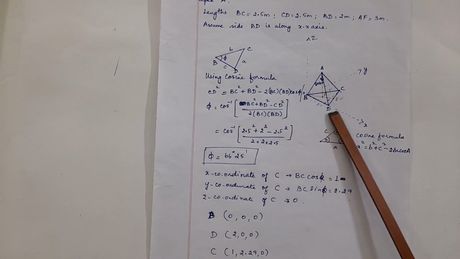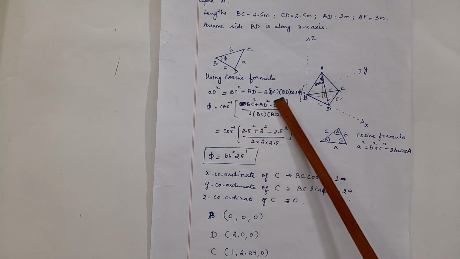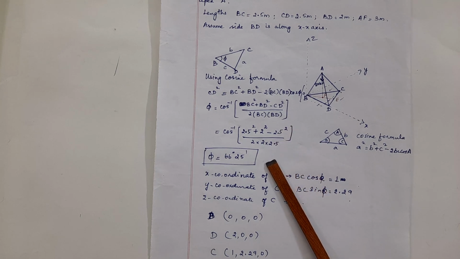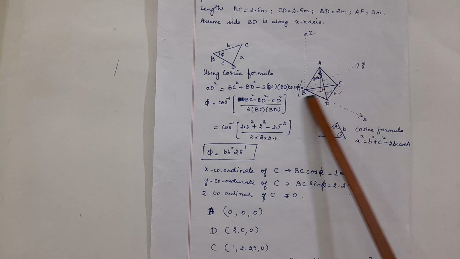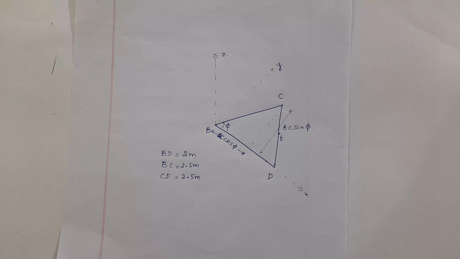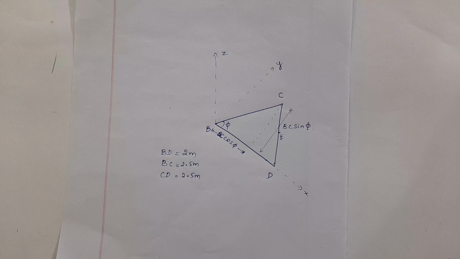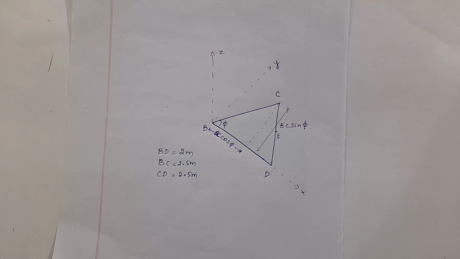The sides of the triangle are known, which is given. So with those sides, I have used the cosine formula and determined the value of phi, that is the angle included at B in the base triangle. With phi, I have determined the x coordinate and y coordinate of C. The x coordinate of joint C is BC cos phi. The y coordinate of joint C is BC sin phi.